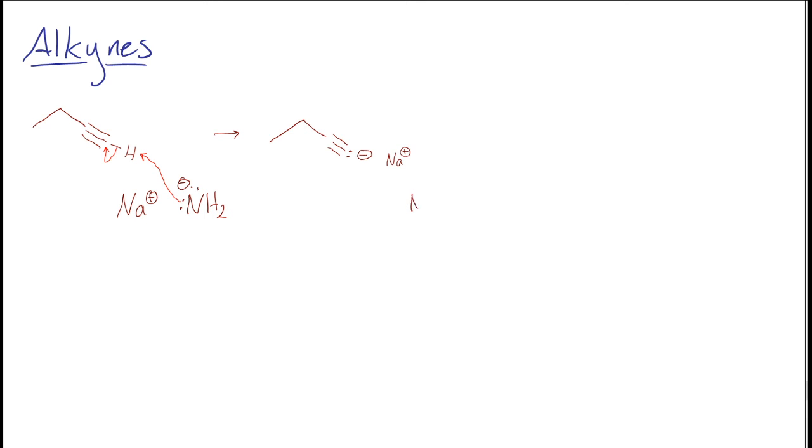And then the byproduct there is ammonia, which is a nice byproduct because it becomes a gas and it's easy to get rid of. Now, this is still a pretty reactive species. Generally it has to be kept pretty cold. We call this an acetylide ion when we deprotonate a triple bond.